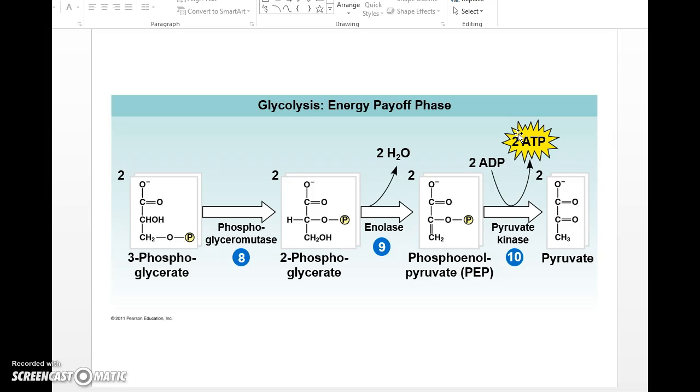Okay, so that's the glycolysis process, which happens in the cytoplasm without requiring oxygen. The starting reactant is glucose. The end product is pyruvate. 1 glucose molecule produces 2 pyruvate molecules. And in the process, we are using 2 ATPs, but we are producing 4 ATPs.